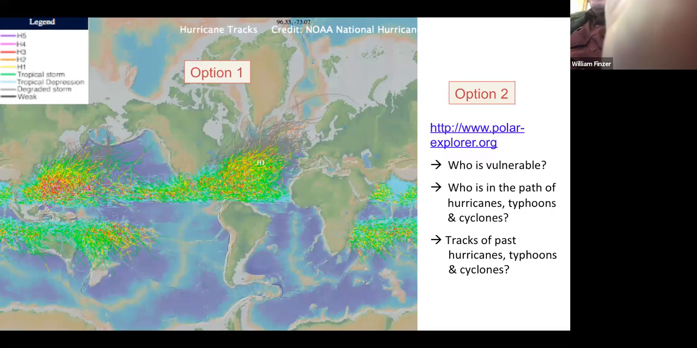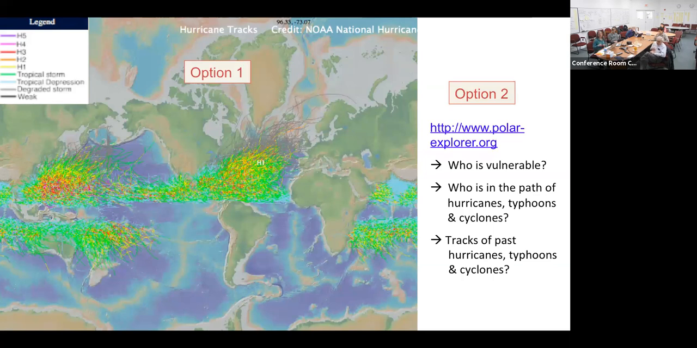Option two, you go to this URL and then follow. When you get to the URL, there will be a place for new users. You don't need to go there because that's just the tutorial. Instead, you click your way down through the menus through who is vulnerable, then who is in the path of hurricanes, typhoons, and cyclones, then tracks of past hurricanes, typhoons, and cyclones, and you should end up with a map that looks like the one that's in the Zoom window.